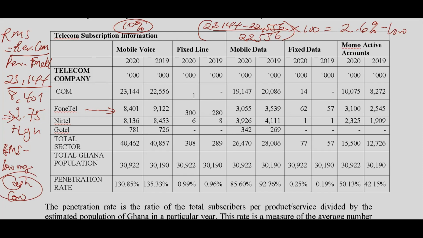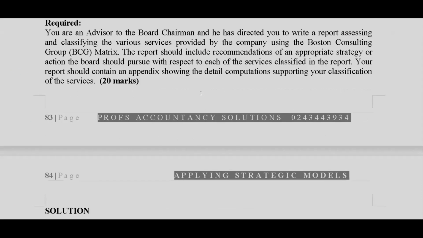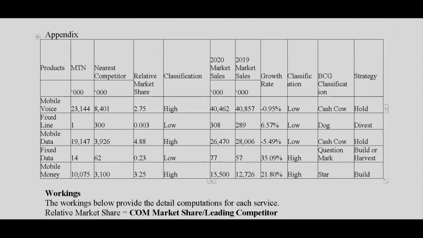So without wasting much time, now that you've understood that process, we are going to go through the solution together. So based on this, if you are doing relative market share, you take MTN, which is com, then you take the nearest competitor, then you divide. So we divided this, we had 2.75, classification high. So that's the understanding based on what I did. So you do it for all the products. So mobile voice was considered high in terms of market share.